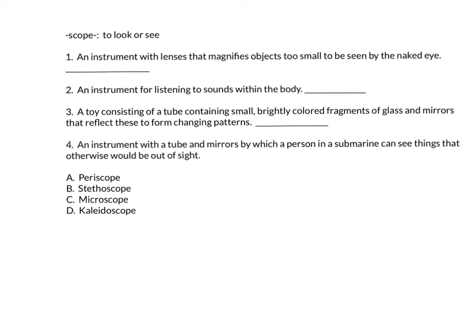So for the first one, number 1, I'm looking for a word that means an instrument with lenses that magnify objects too small to be seen by the naked eye. So one thing I know is that it's something that's too small, and it's an instrument, so with lenses. So what I want to look at in my words, well, I know it's something that I'm looking in because that's what scope means, but I do know that in C, micro means small. So an instrument with lenses that magnifies objects too small to be seen by the naked eye is a microscope. So that's C.